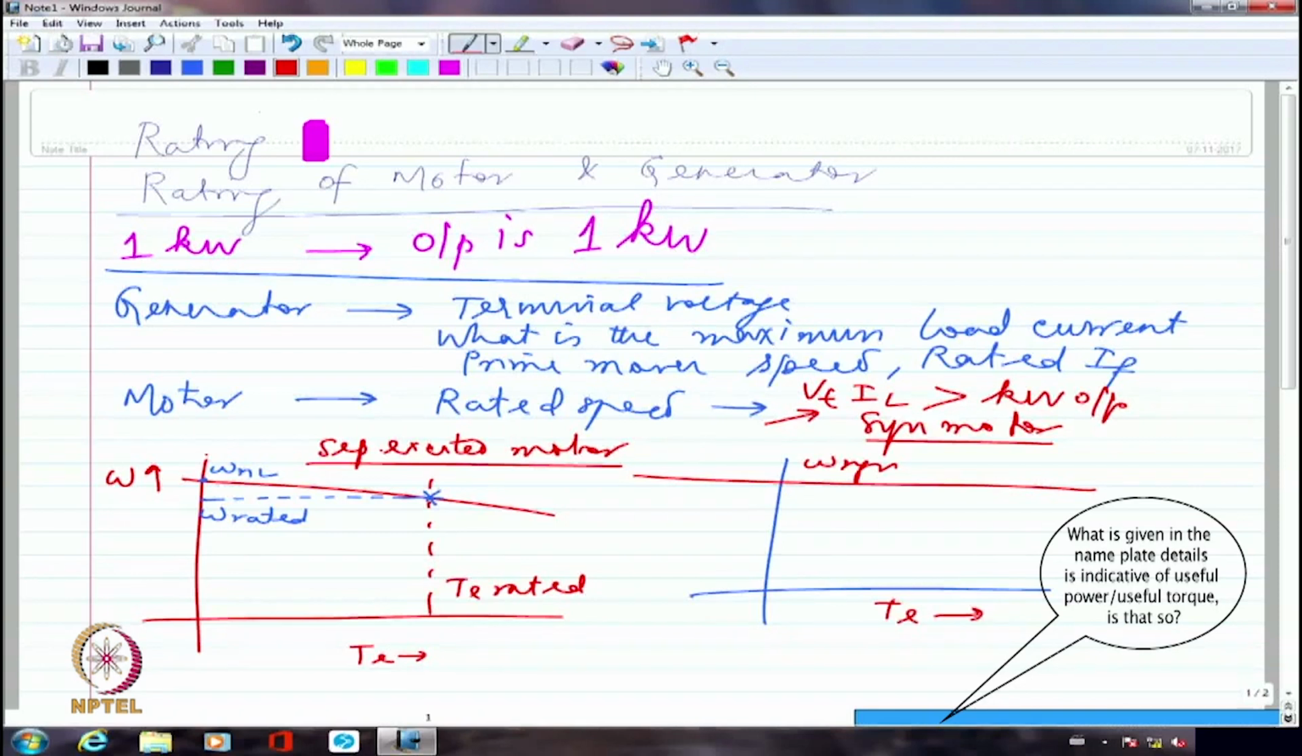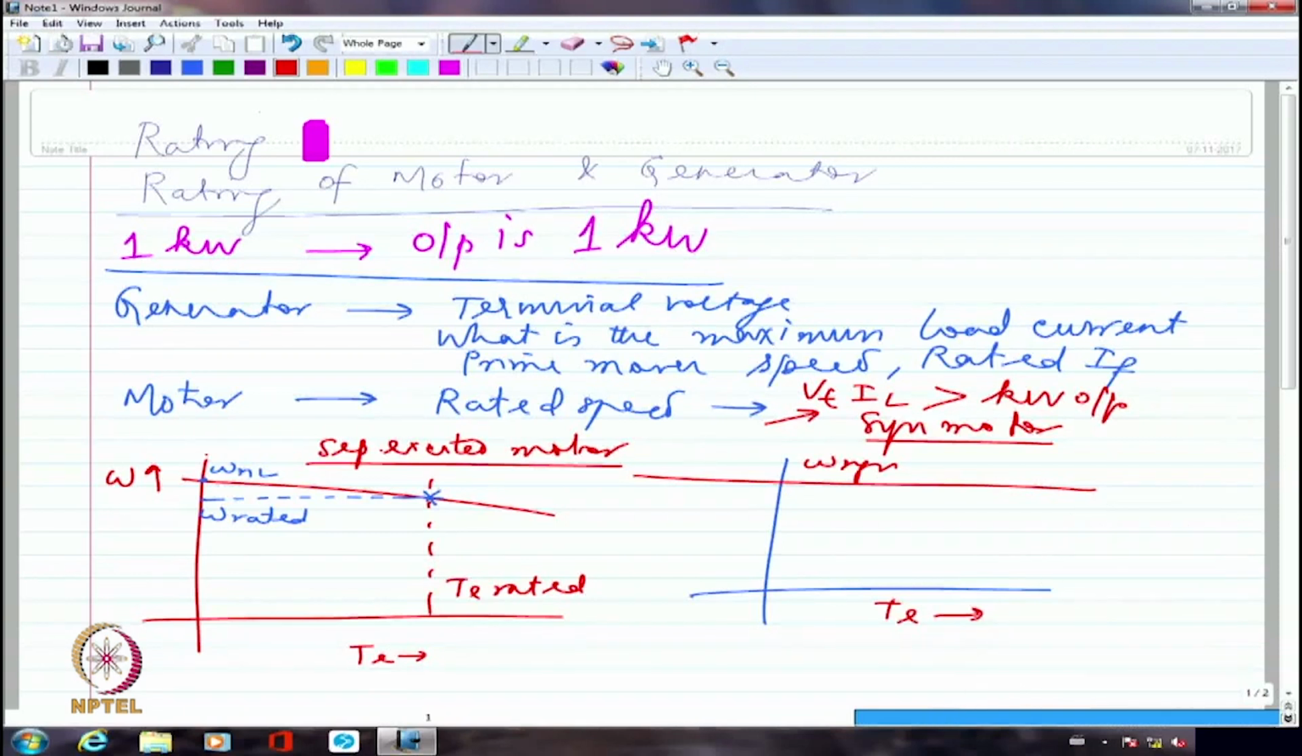Again, it depends upon the statement. Generally, what is shown on the nameplate detail is useful output. The nameplate details always give you, especially as a consumer, I would like to know how much my motor can deliver. So that is what is given on the nameplate detail. So I should assume that if the nameplate details are given, that is essentially useful output. That is the way it goes, generally.